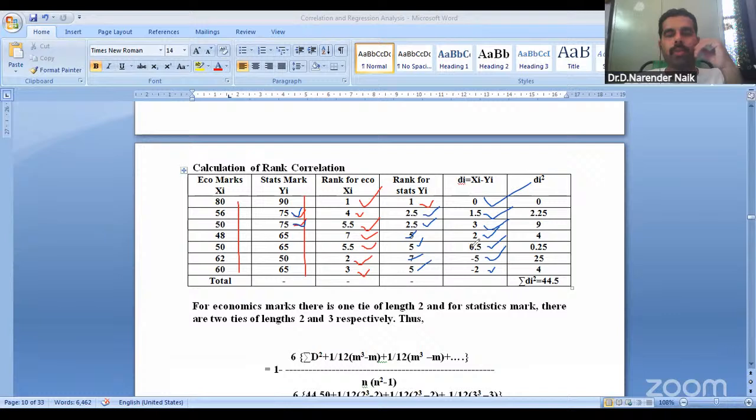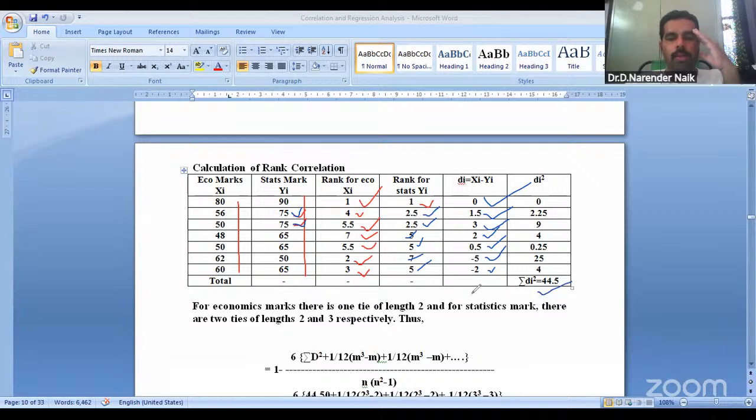Okay. di square, that is 0. 1.5 square is equal to 2.25. 3 square 9, 4 square 4, 2 square 4, 0.5 square 0.25, 5 square 25, 2 square 4. Sigma di square is equal to 44.5. 44.5 is sigma di square. This is the final answer.